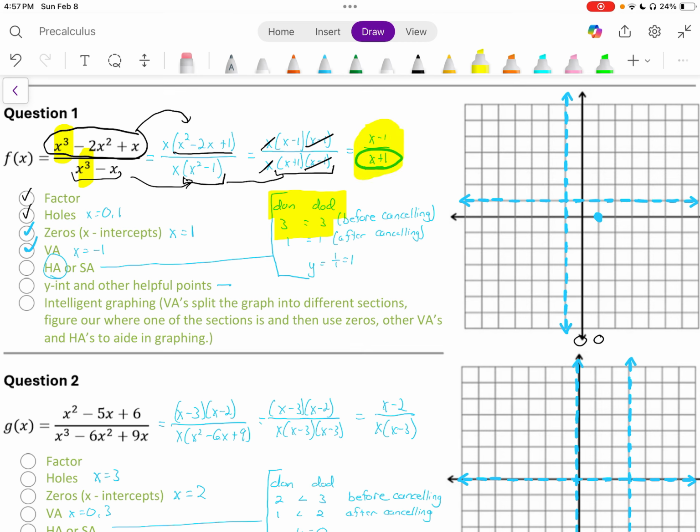And so the horizontal asymptote is at y equals the ratio of the leading coefficient of the numerator, which was 1. We can look at the very beginning there, and the leading coefficient of the denominator, which is 1. So 1 over 1 is 1, and we have our horizontal asymptote there at 1.